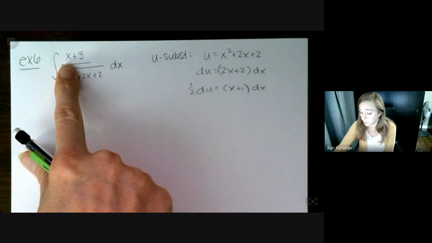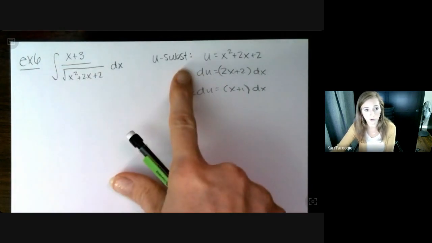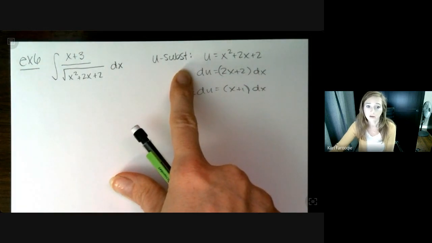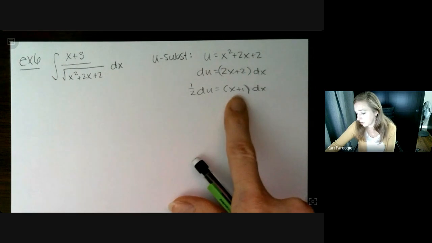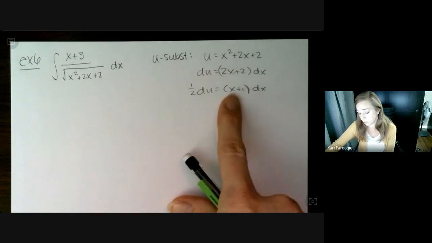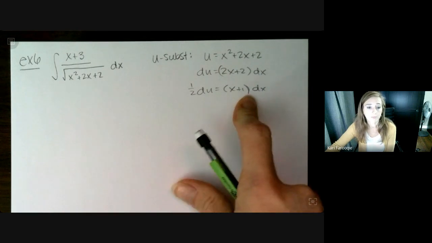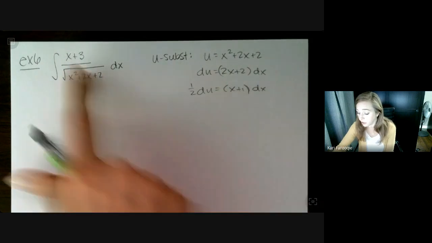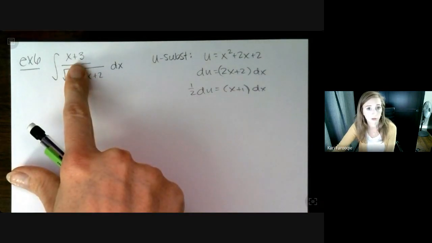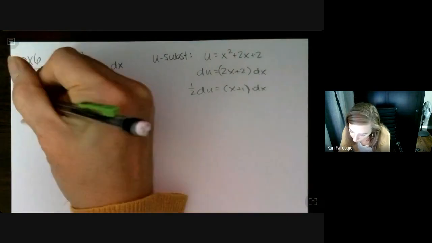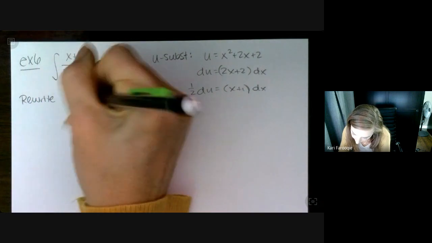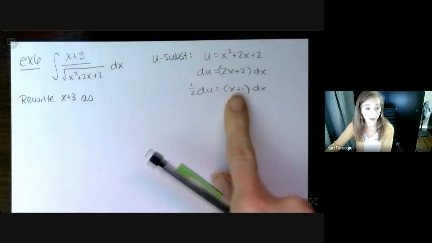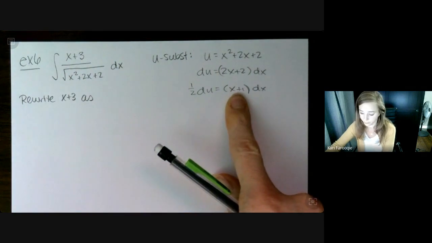What we're going to do is we're going to lend this x out to the u substitution. And our trig substitution then is just going to have a constant in the numerator. So what we're looking for is a situation where we're going to have 1/2 du is x plus 1 dx. That means I need to create this in the numerator. Well, I don't actually have that. I have x plus 3. So what we're going to do is we're going to rewrite x plus 3 as x plus 1 plus 2.